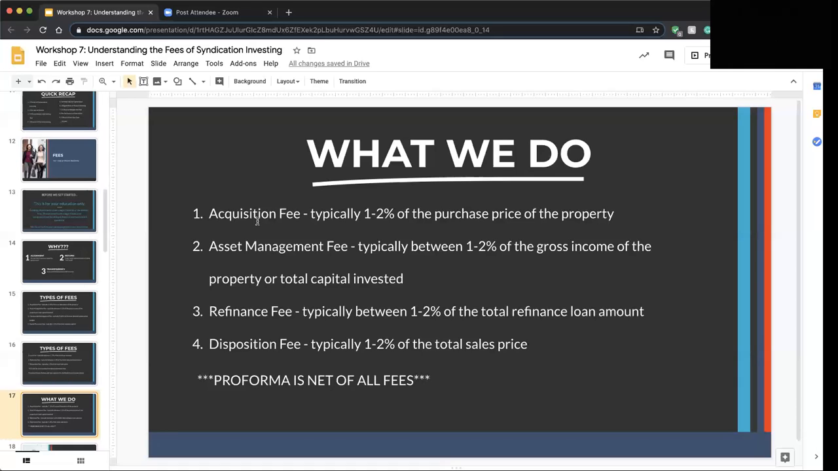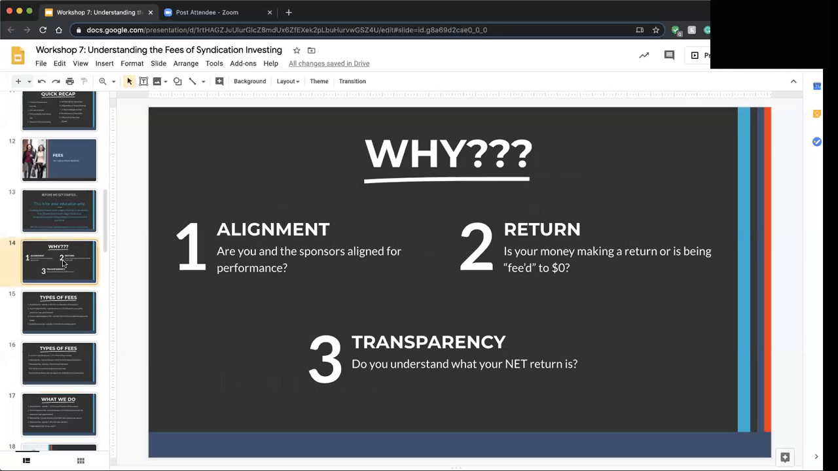Again, most importantly, whatever fees you're looking at in a project, you want to make sure you're aligned with the sponsor, that you're not being fee'd to death. In our case, you're not. And then also that there's total transparency and you know what your net return is. What is that going to be after all fees are removed?